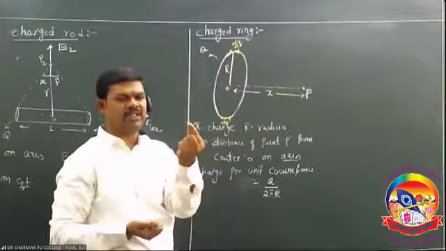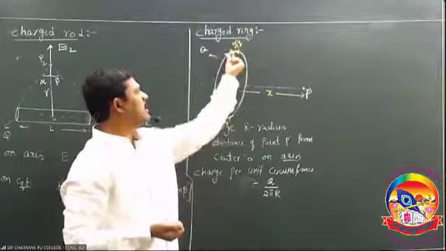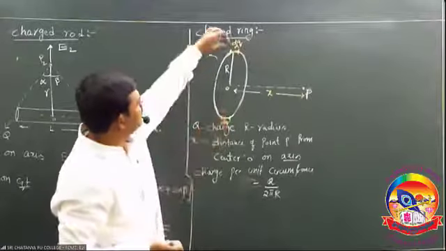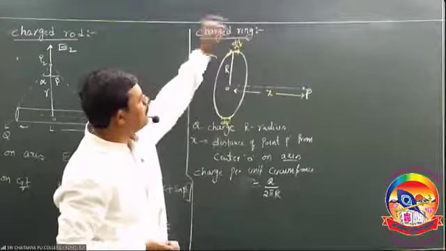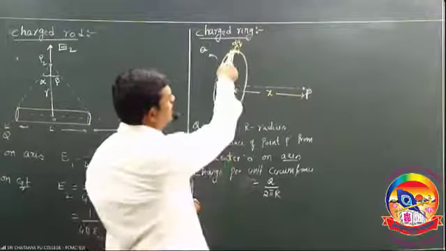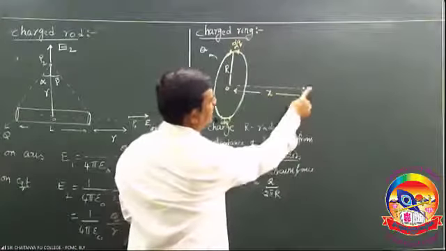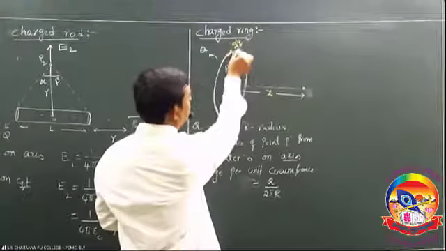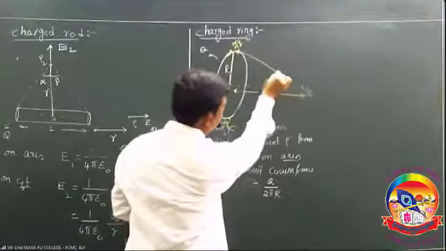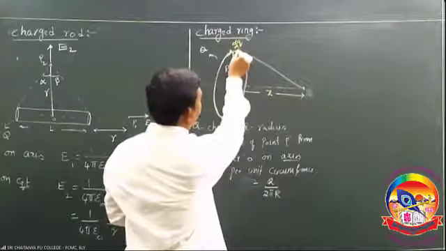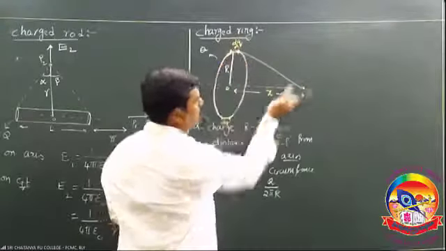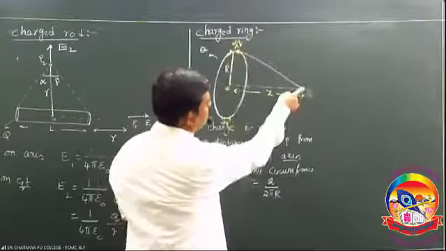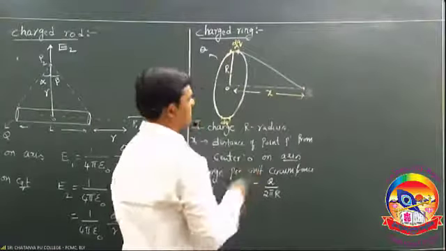dq is the charge on the small element of length. If I add all those dqs, I get q. So I divided the ring into small elements and took one small element here. Due to this small element, what is the field at this point? To find the field, I need the distance from this small element to this point P. What is that distance?